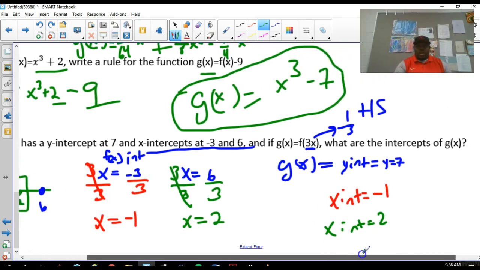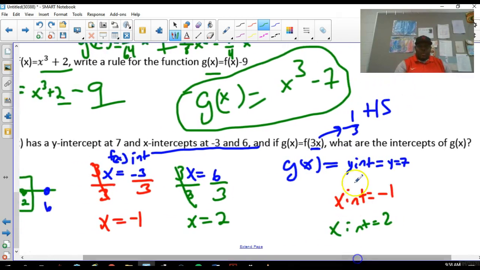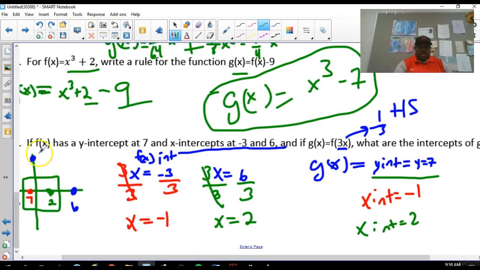It says, what are the intercepts of g of x? We covered the y-intercept. Remember, that directly affects x. So this y-intercept at 7 never changed. It wasn't affected by that. But when you look at the x-intercepts, they got to compress in because this right here is a horizontal compression, okay? So if you already got that, you thought about that, you knew that, good job to you.